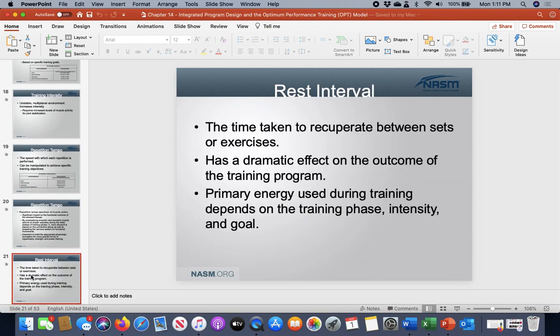Rest intervals, on the other hand, are exactly what they sound like: recovery, rest periods. They're meant to give you adequate recovery between your sets, based on the number of reps and sets that you're doing. And again, what adaptation you're looking for, what phase you want to be in, is really going to dictate what your rest interval is going to be. Like it says here, it does have a dramatic effect on the outcome of your training program, because if you're trying to do things very intense, having less rest can really harm you when you're getting into that max strength and power base, because you have to have adequate recovery.